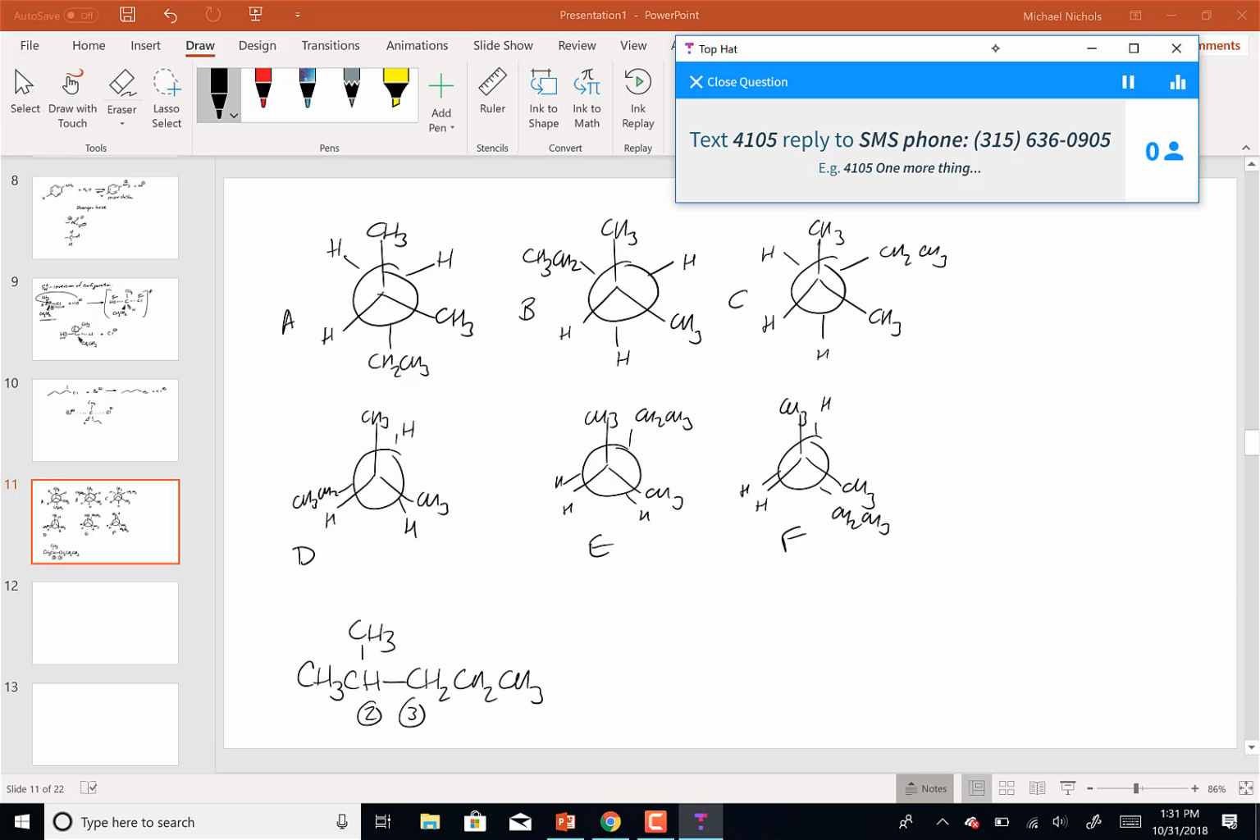So of A through F, what's the most stable conformation? And if there's more than one because they're the same, then type out both letters. So what's the most stable conformation of those 6? A through F. And you might as well rank them because we're going to go down the line here.